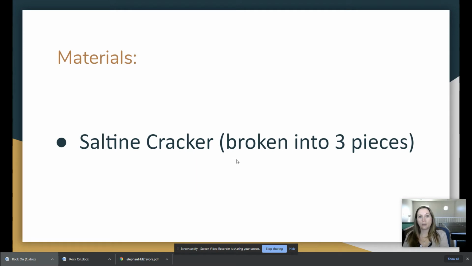Please make sure you have them broken into 3 pieces. I know you have 2 crackers, so you might want to break one of those into 2, and then you'll have 3 total pieces for the experiment.